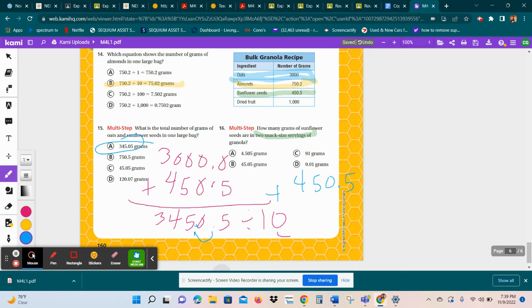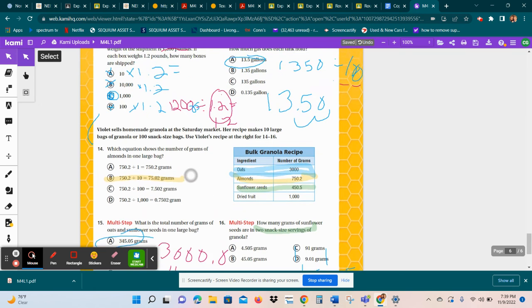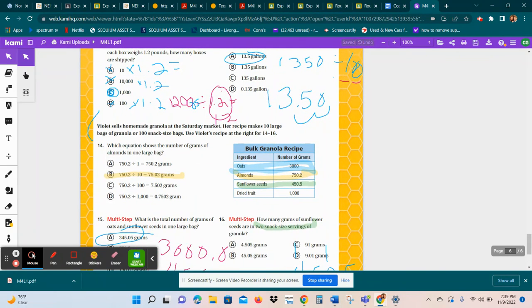And to double it up, I'm just going to use my addition. 5 plus 5 equals 10. Bring down my decimal. 0 plus 0 plus 1 is 1. 5 plus 5 is 10. Regroup. 4 plus 4 is 8 plus 1 is 9. Take a look at that. In our story, it says that there's 100 snack size bags.